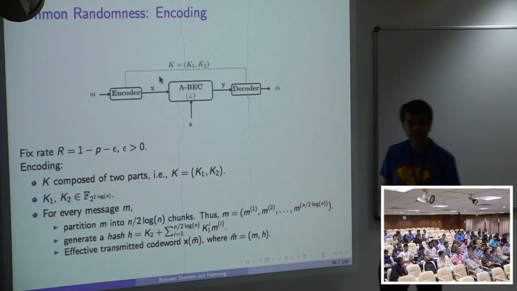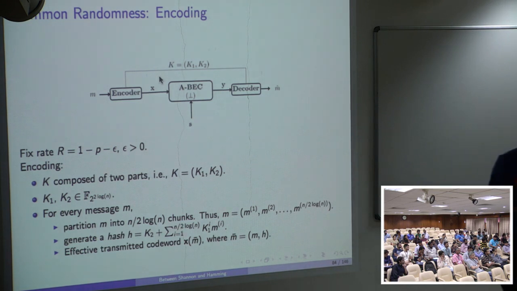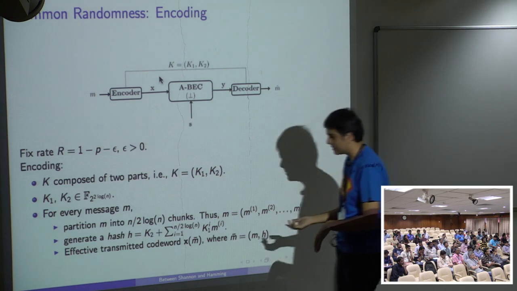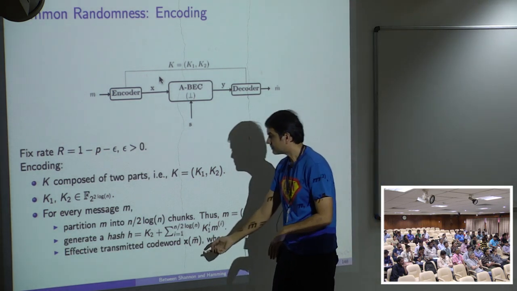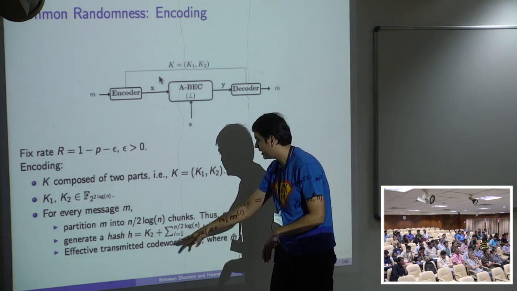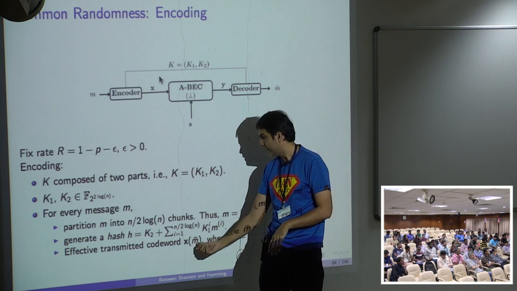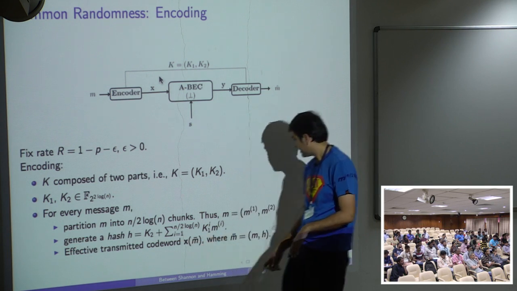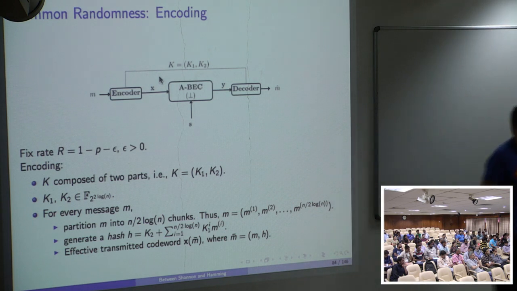That makes the proof cleaner. So don't worry about it. It's whatever. So the effective transmitted codeword will then be again the encoding of the message and the hash. And this will be a list decodable code, which, as we've noticed, you can use a random code, you can use a linear code, and if you want computational efficiency, you probably want to use a linear list decodable code over here.